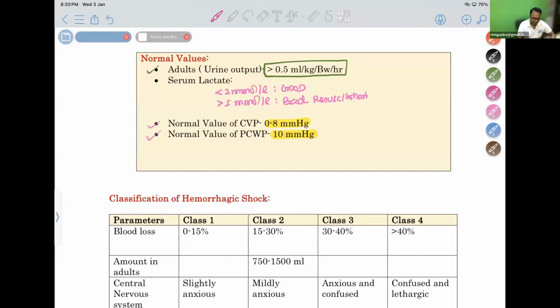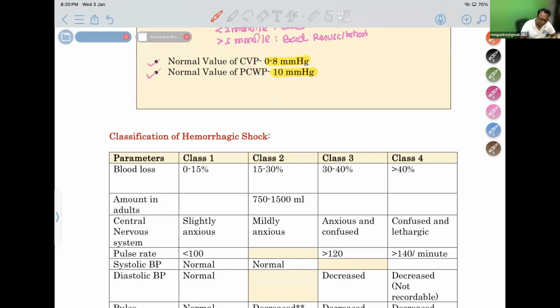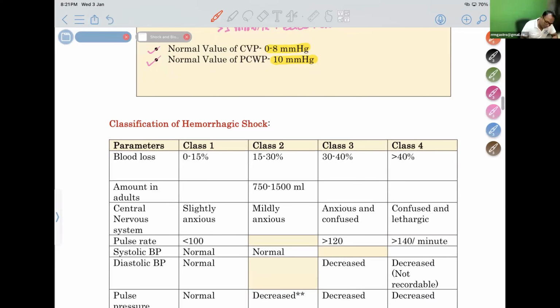First, let us discuss hemorrhagic shock. Hemorrhagic shock is of 4 types. Very interesting shock, because this is a very important shock dealt with by surgeons. So you should know everything about hemorrhagic shock, because it can be separately asked as an essay question also. So therefore, you have to understand hemorrhagic shock.